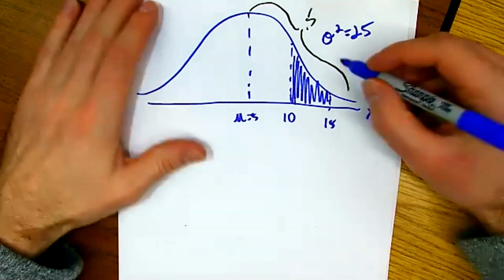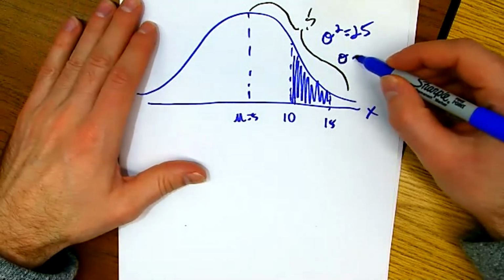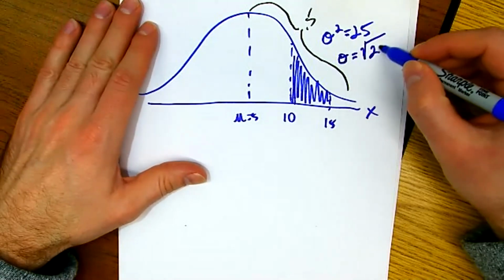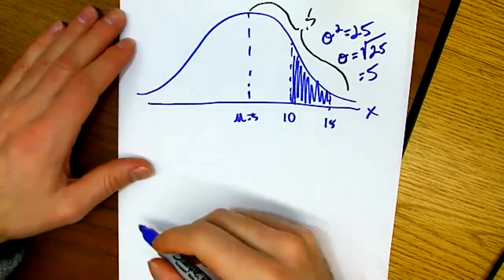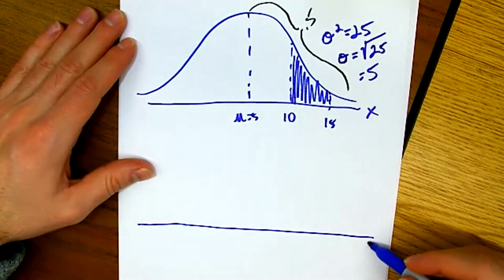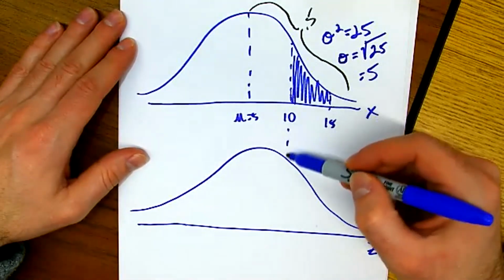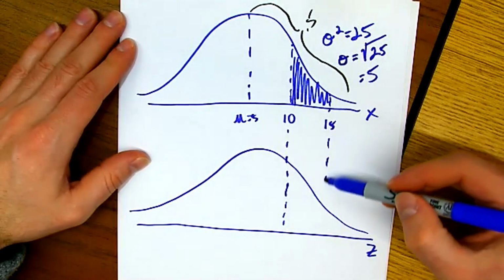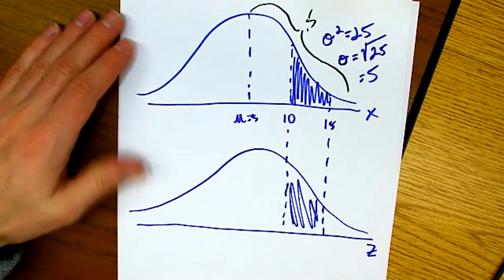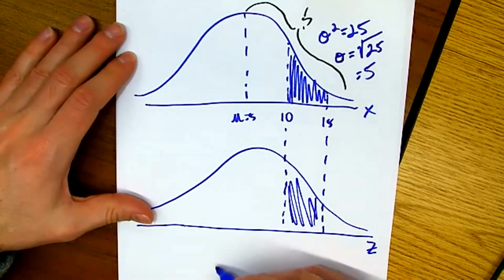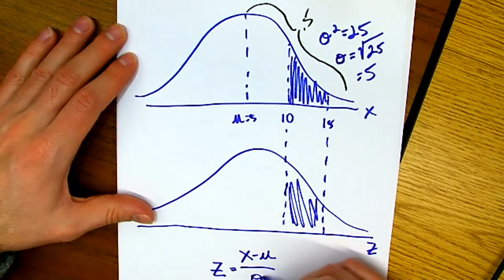Another thing I can do here is it sometimes helps to just not have the variance, but the standard deviation. So we end up with a standard deviation that's 5 here. Okay? So now I'm going to convert these values, 10 and 15, into z-scores. Okay? So the very first one, I'll take the formula for a z-score.